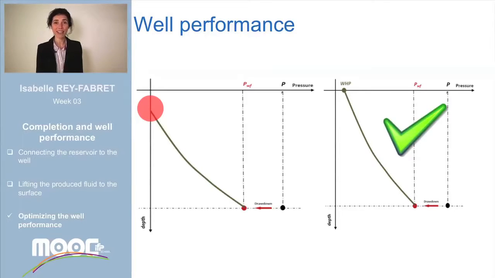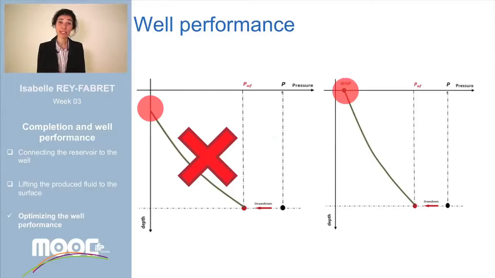Great! You're right! In the first case, we can see that the well isn't eruptive. In fact, the pressure profile in the tubing doesn't reach the wellhead. On the contrary, in the second case, the pressure profile of the fluid in the well reaches the surface. The well is eruptive.